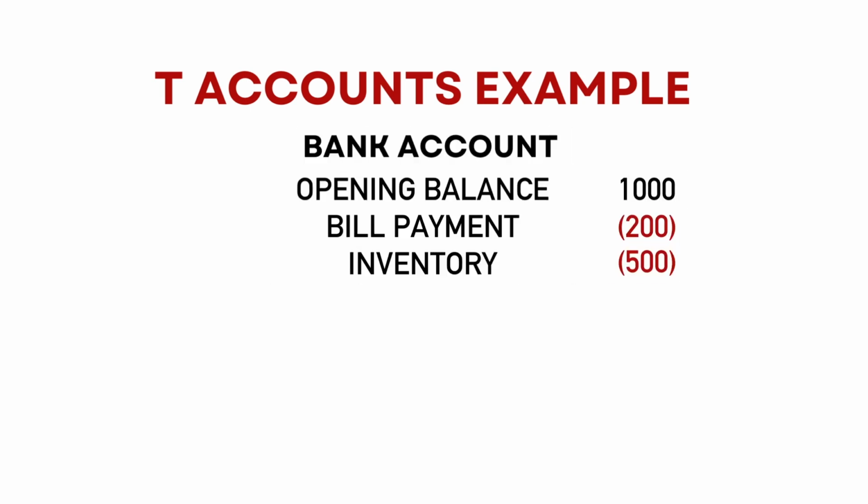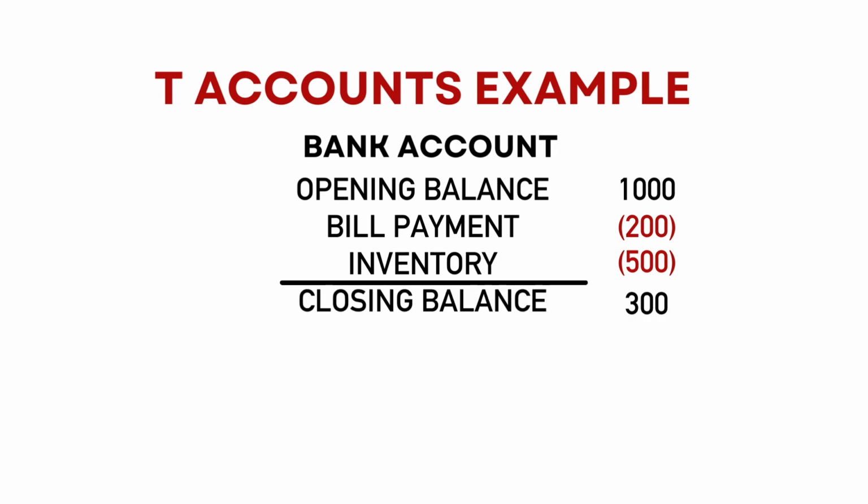A business has a bank account where all expenses go through. They have an opening balance of £1,000, then pay a bill for £200. After that, they make the decision to buy £500 worth of inventory, making their total spend £700. 1,000 minus 700 leaves the business with £300 in their account.